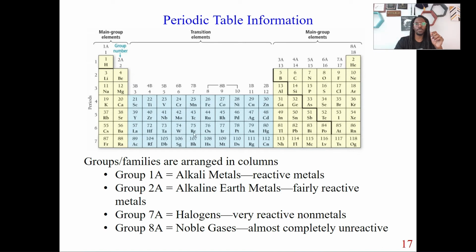Now, I just want to look at the blue real fast before we move on. The blue is transition elements, okay? They have some similarities within their own right. They're all metals, and in this case, transition elements will have multiple oxidation states.